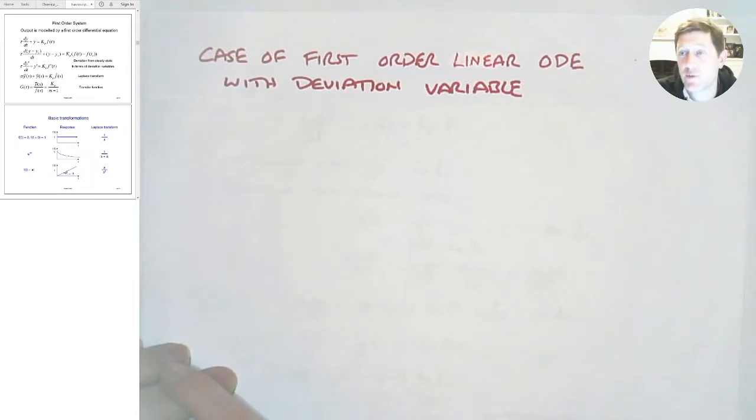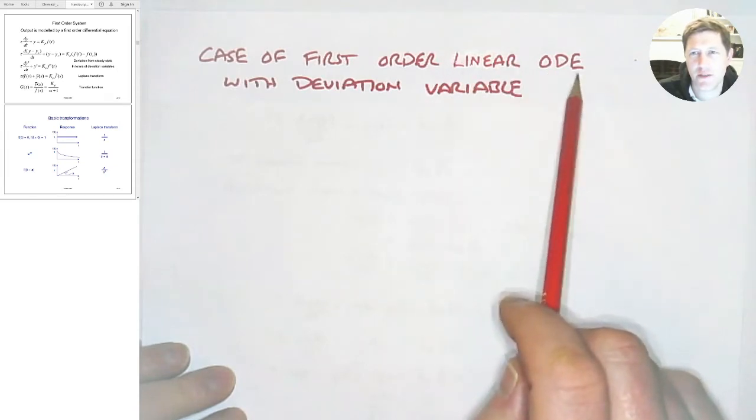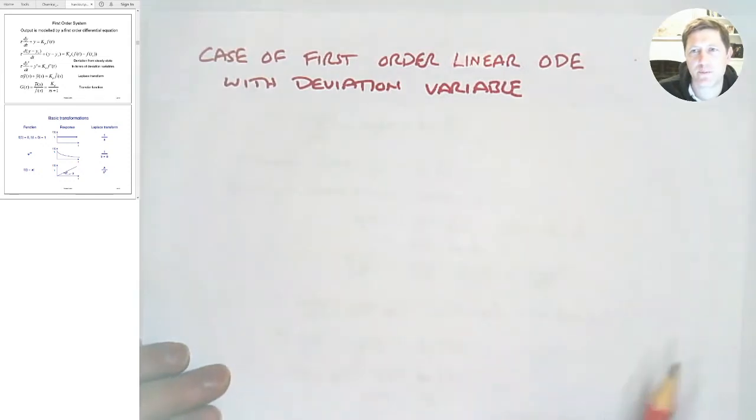That was looking at one specific case, and in particular it had the initial condition that CA was 0 at the initial time. That won't always be the case, so we need to generalize this a little bit to make it applicable to real life situations which might have a wider variety of initial conditions. So we've got here the case of a first order linear ODE, and we've introduced something new called the deviation variable.